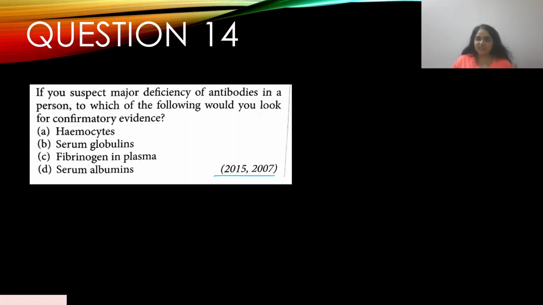So what is the basic nature of antibodies? What are they actually? We know that they are plasma proteins, but exactly what? They are actually globulins. So the answer is B, serum globulins is where you will look. If you see a major deficiency of antibodies, do we have gamma globulins or not? These are antibodies. The answer here is B.